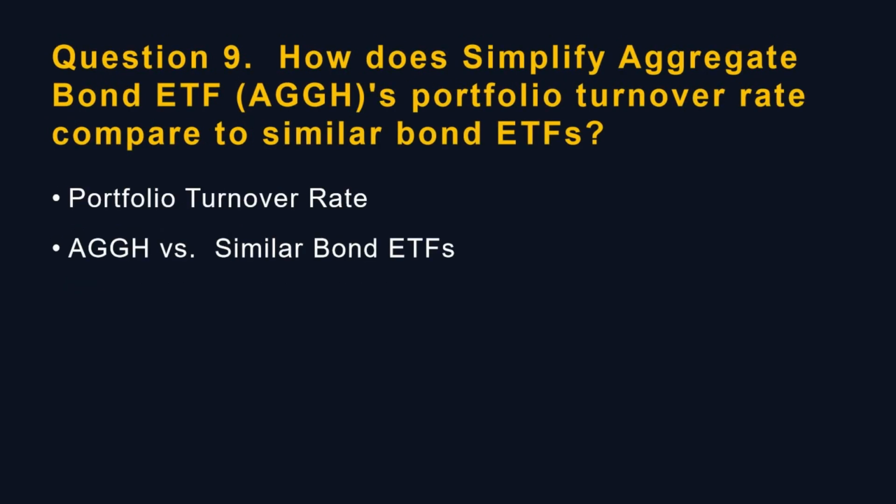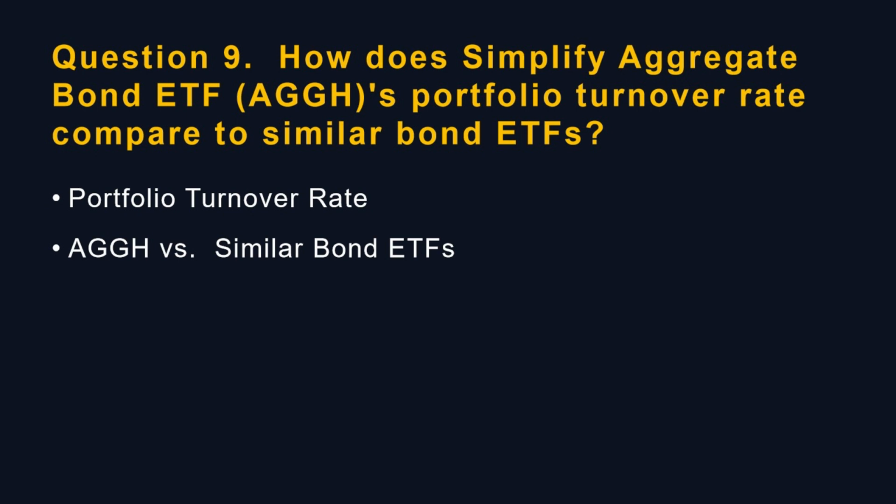Question 9. How does Simplify Aggregate Bond ETF (AGGH's) portfolio turnover rate compare to similar bond ETFs? Simplify Aggregate Bond ETF (AGGH) likely has a significantly higher portfolio turnover rate compared to similar bond ETFs, particularly passively managed ones. Here's a breakdown of the reasons.